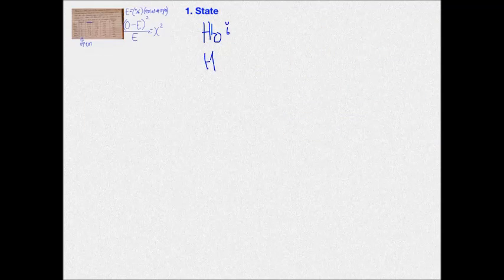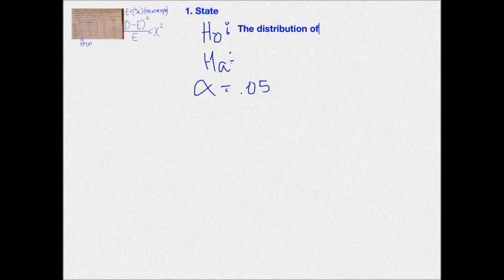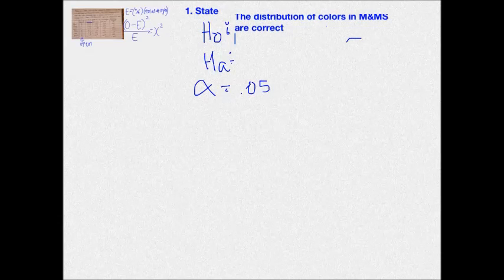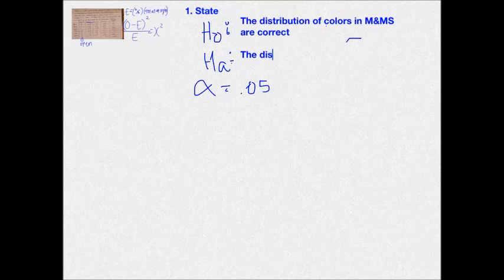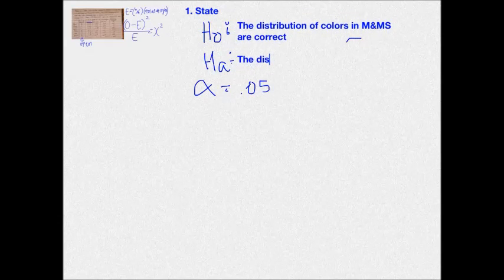H null and the alternative hypothesis belong in your state section, as well as you have to establish your alpha level. So we are going to take the standard level of 0.05. The null hypothesis is that the distribution of colors in M&Ms is correct. The alternative hypothesis, on the other hand, is that the distribution is incorrect.